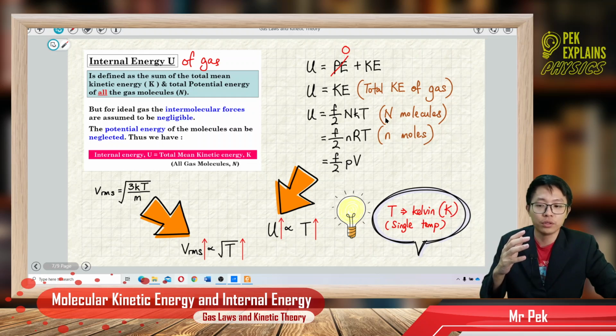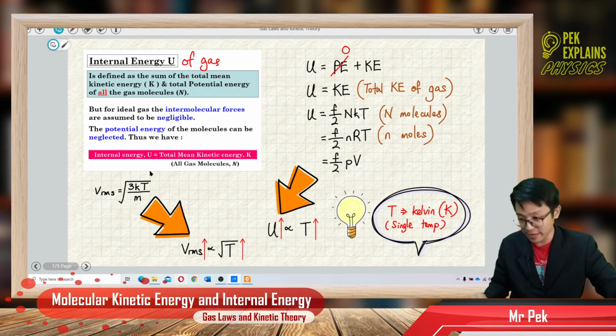If the question gives you the total number of molecules, you just use NkT. If the question gives you number of moles, you just use nRT. If it doesn't give you either one, you just use pressure times volume. Okay? So that's internal energy of gas. It is the total kinetic energy of gas. Potential energy is assumed to be zero. Now, look at this formula again.